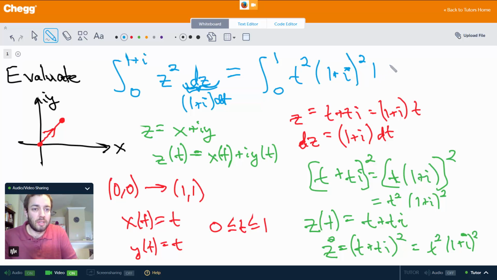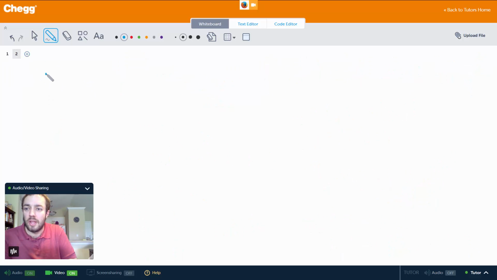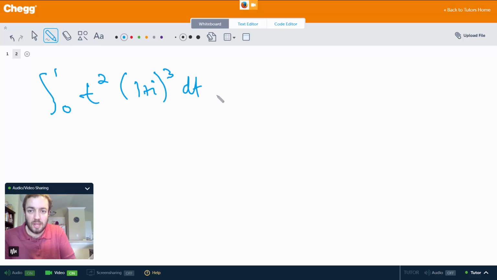Now we have another 1 plus i up here, and then dt. So what we end up with is the integral from 0 to 1 of t squared times (1 plus i) cubed dt. Let's go to the next page and evaluate that. We rewrite it so it's easier to see: the integral from 0 to 1 of t squared times (1 plus i) cubed dt. Again, 1 plus i is a constant, so (1 plus i) cubed is also a constant. Let's pull it out of the integral.